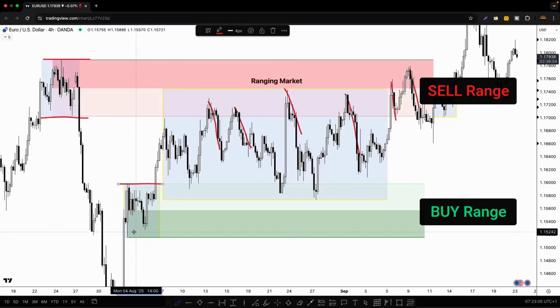Same here, this is a buy range. How do we know it's a buy range? Because price broke out to the upside. So anytime price comes into here, we can look for our buying opportunities. Now, of course, this is a higher time frame perspective. We don't trade on the higher time frame.